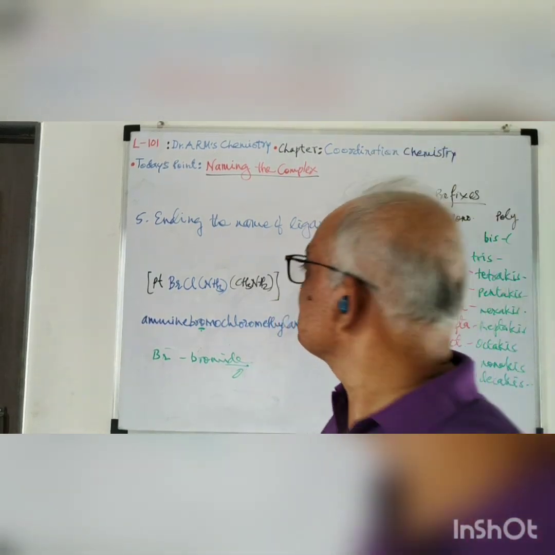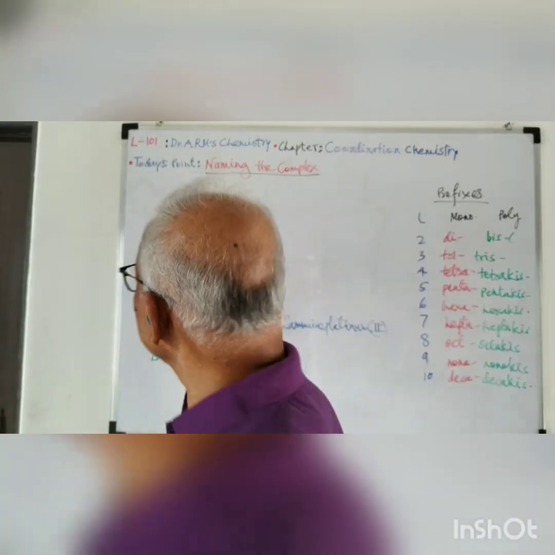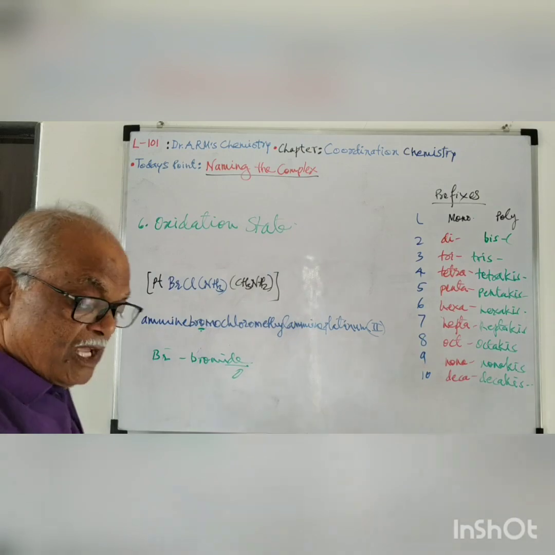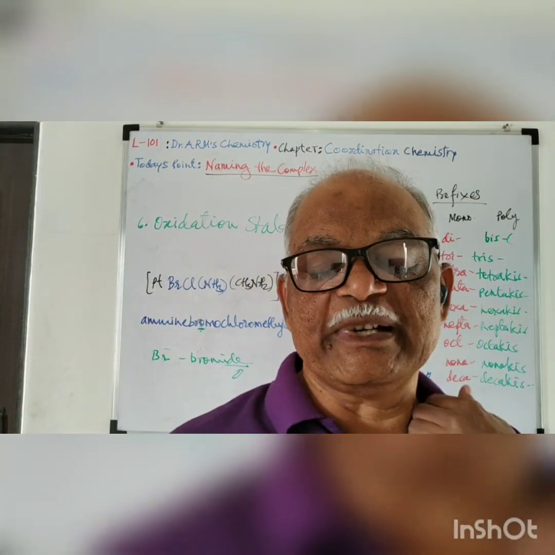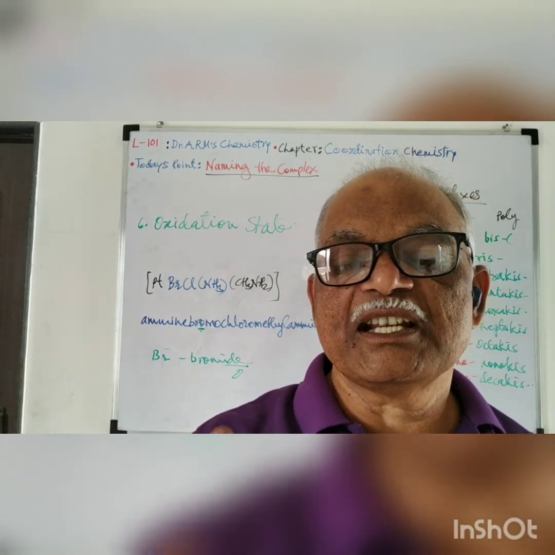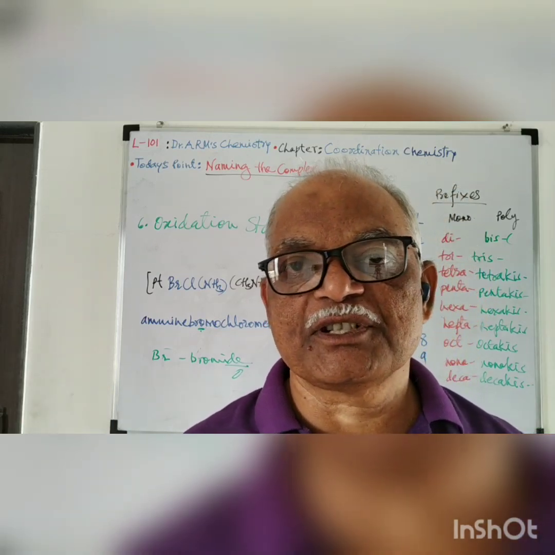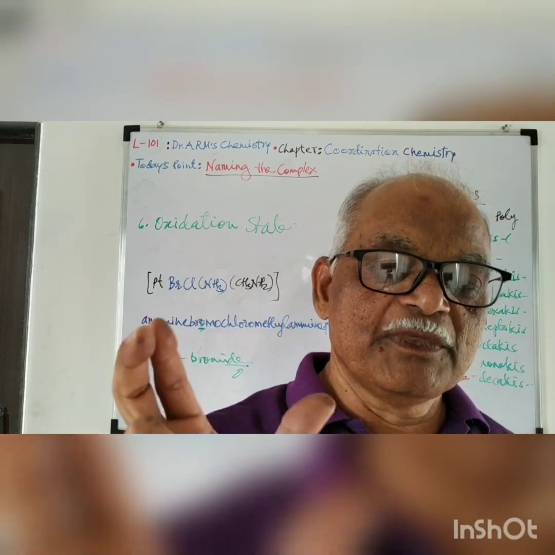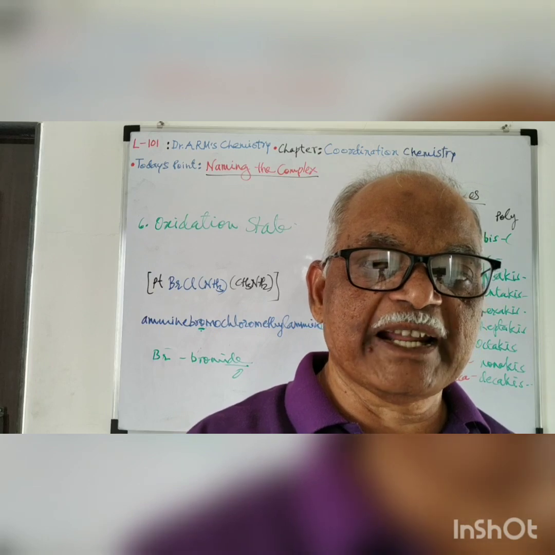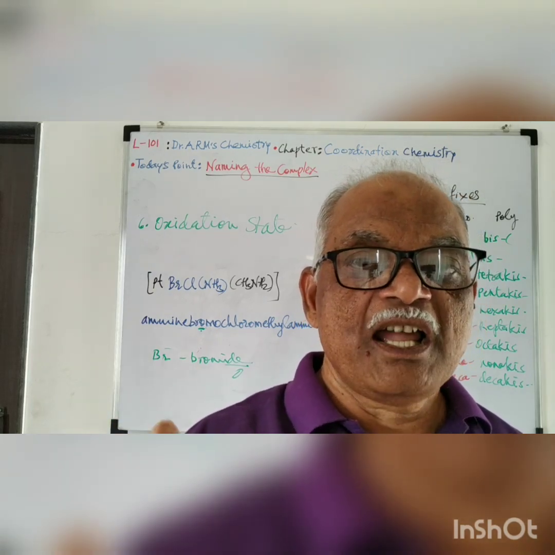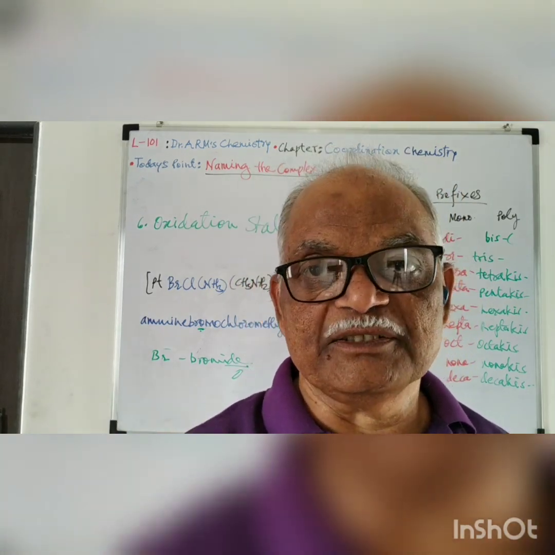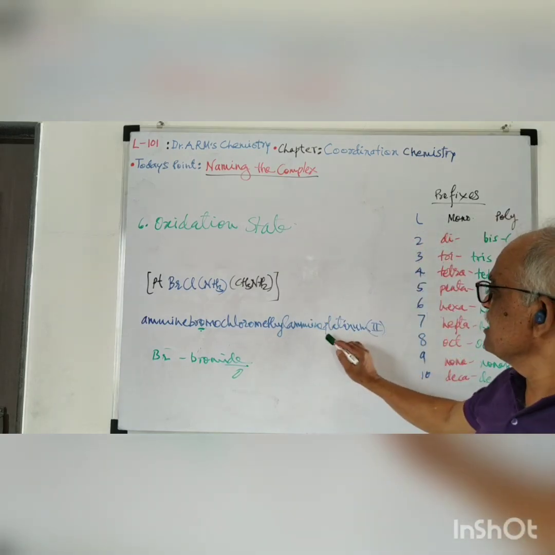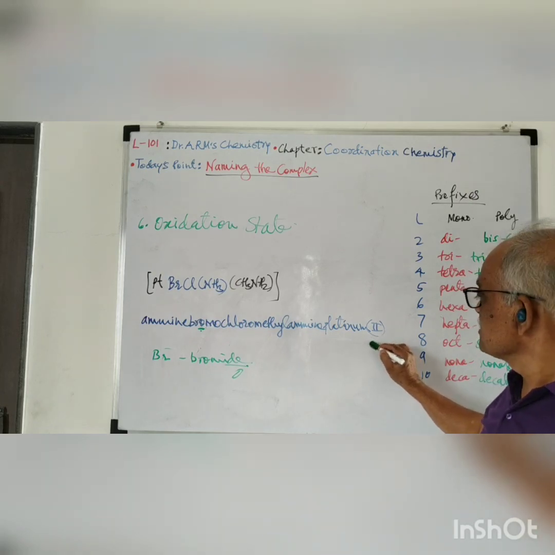Then the next rule is about oxidation state. While writing the name of a complex, we show the names of ligands in alphabetical order and use the appropriate numbering system, in which the number of ligands is also shown. The total name of the complex, shown in square brackets, is written as a single word, and that word ends with the name of the metal, followed by the oxidation state of the metal. Here platinum is the name of the metal, and the oxidation state is shown in parentheses.